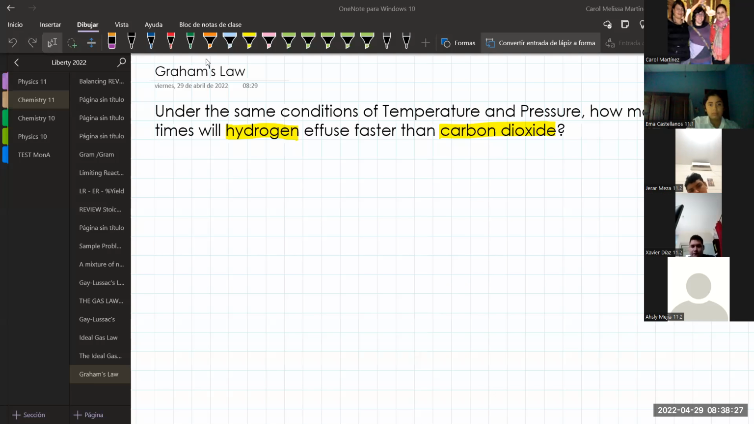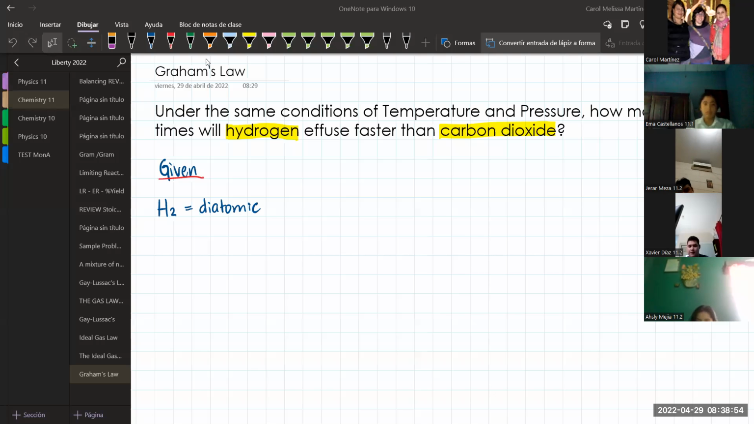So my guess is hydrogen. I'm going to write it as H2 because it is a diatomic molecule. And then it says carbon dioxide. Do you remember how to write carbon dioxide? CO2. Okay, CO2.